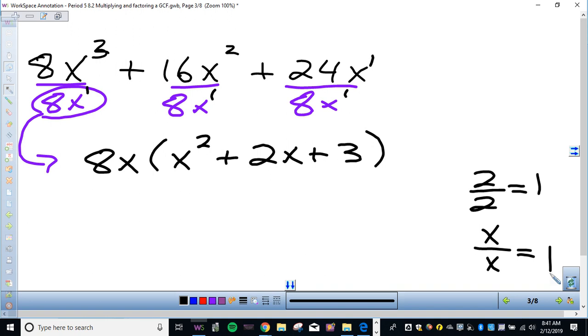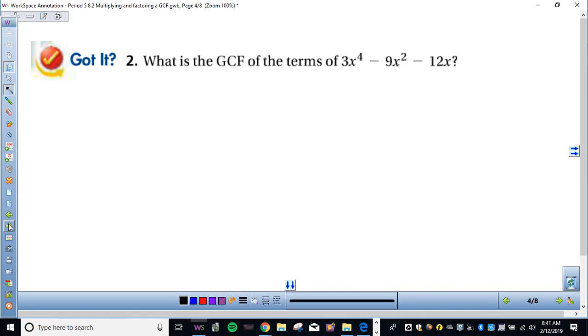Try this one on your own. If you have no idea what's going on, put your hand up and I'll help you. Okay?